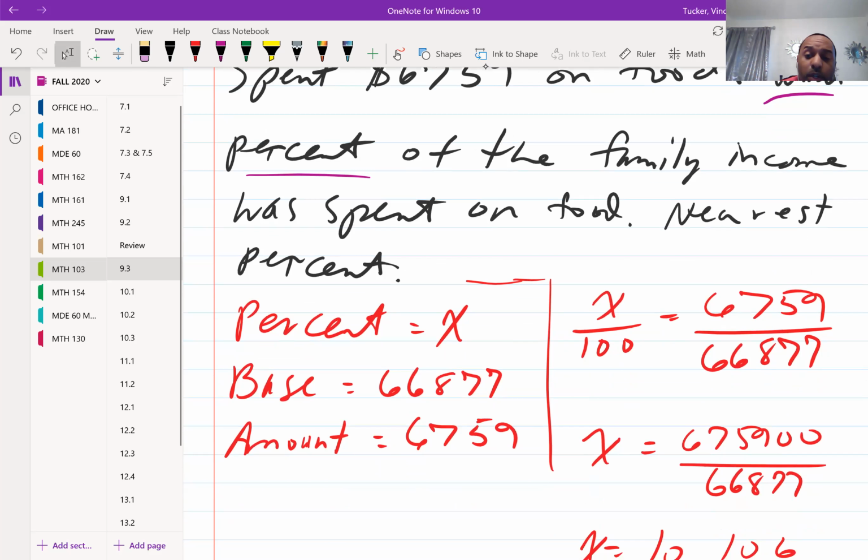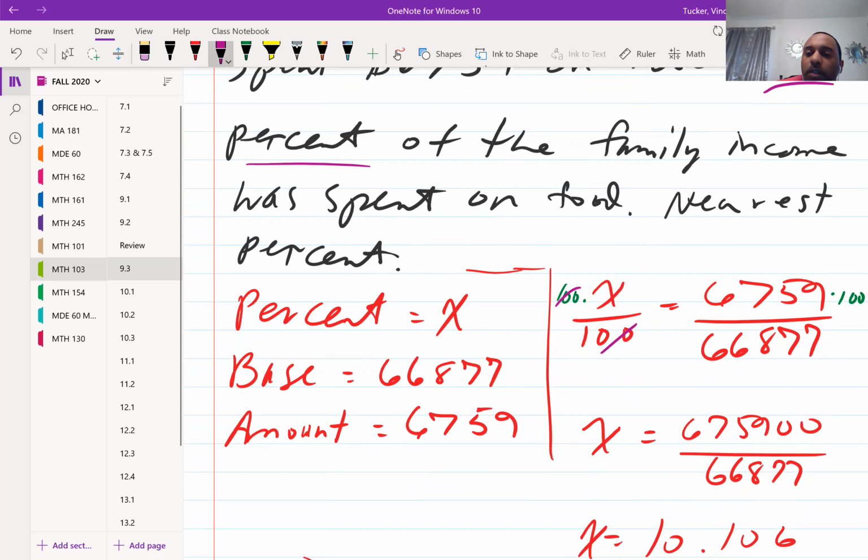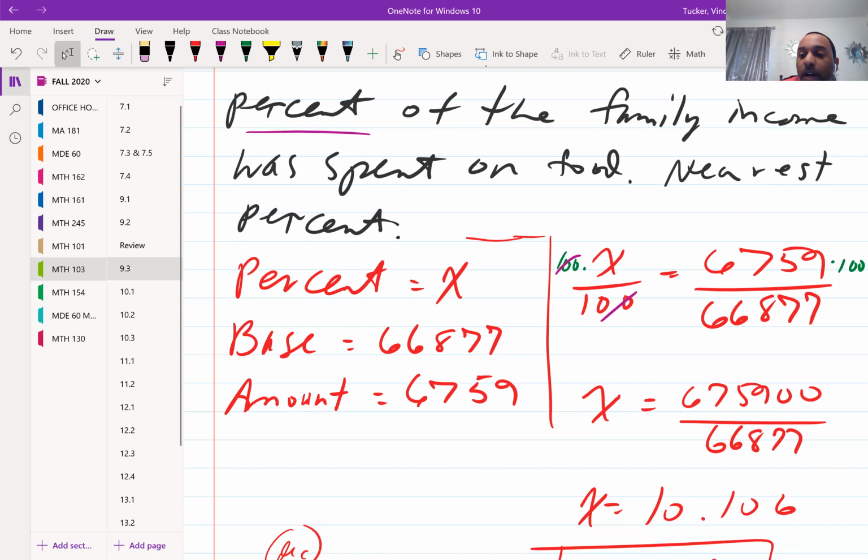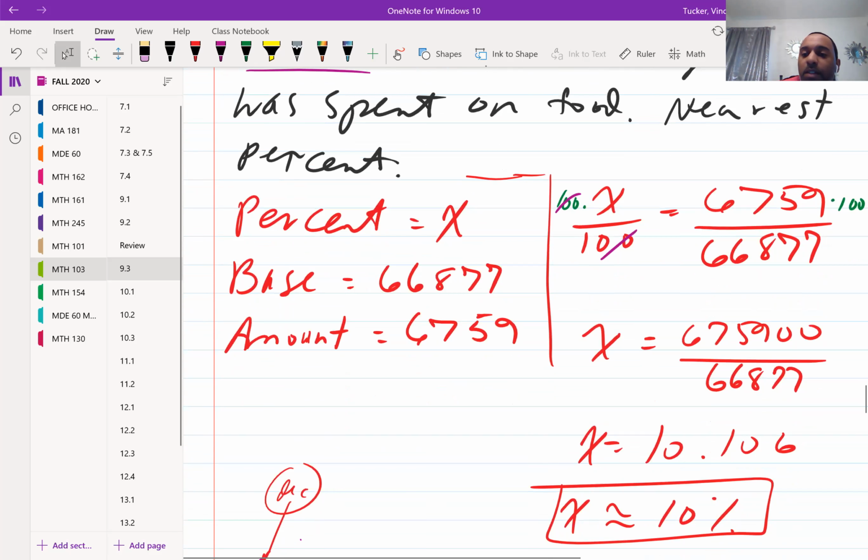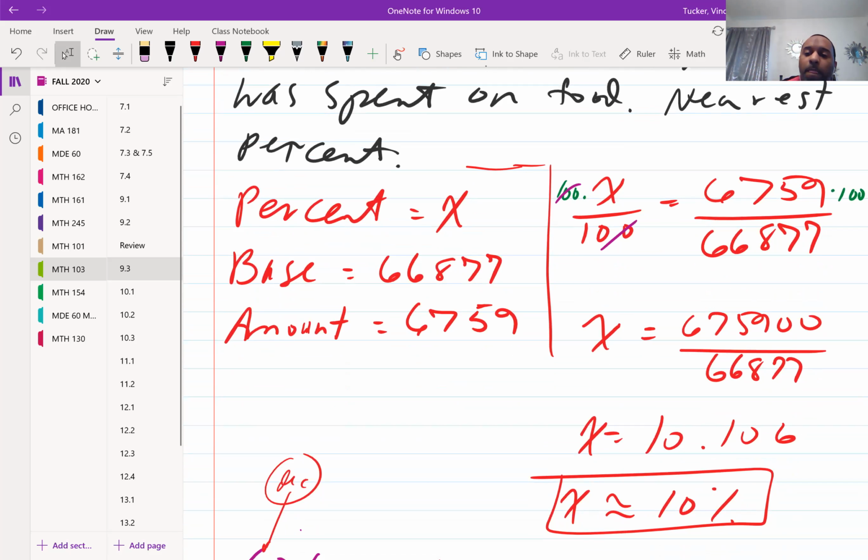So in this one, we can go ahead and cross multiply, or if you just want to take the shortcut in this case, we could by multiplying both sides by 100. And we see that the 100 will cancel, leaving us with just X. 675,900 is what we have in our numerator. Divide that by 66,877, and that'll give us 10.106. And it tells us to round to the nearest percent. And so that's why we have 10% right there.